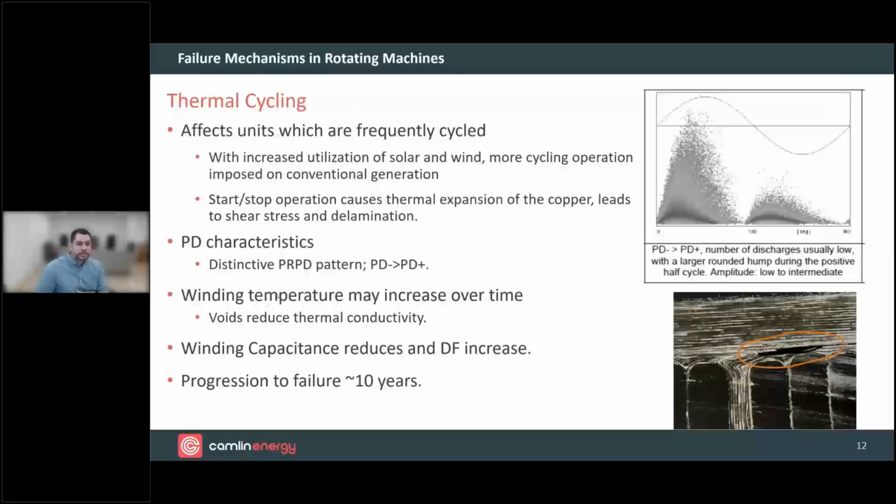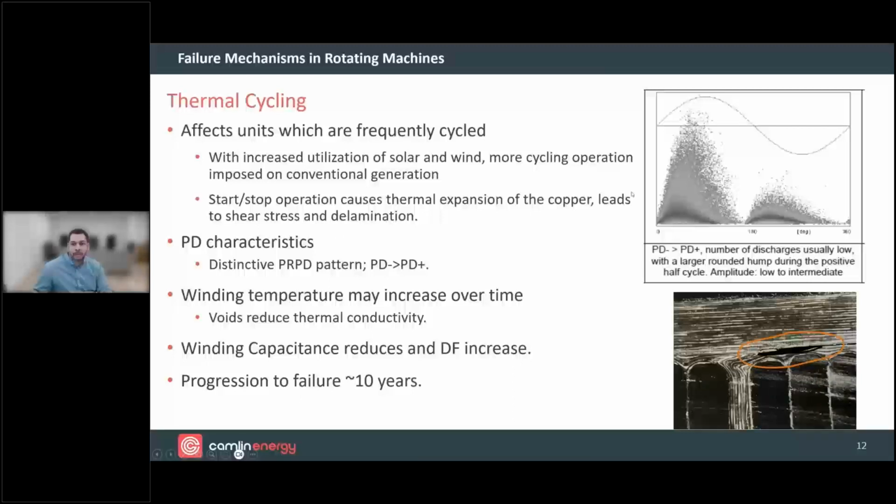Thermal cycling defects are similar to the void defects mentioned on the previous slide, but where the voids are directly adjacent to the copper conductor. This is something that can fail with a much shorter progression to failure. I put 10 years here, but there are some shorter estimates as low as 2 or 4 years. And the characteristics are distinctive.